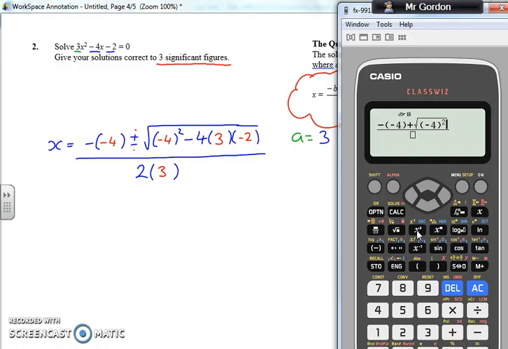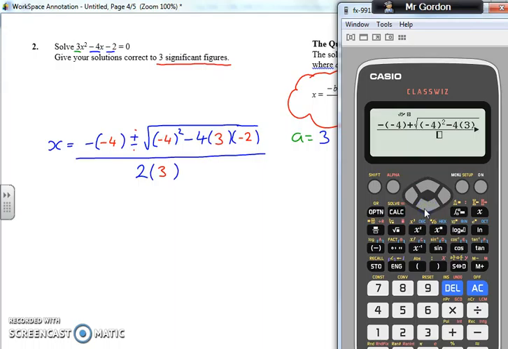And then times by, well, minus 4, excuse me, and then we've got bracket 3 for the A part, and then another bracket with minus 2 in for the C part there. So that's the top line finished. I'm going to use these buttons here to scroll down. And to finish it off, 2 times 3.